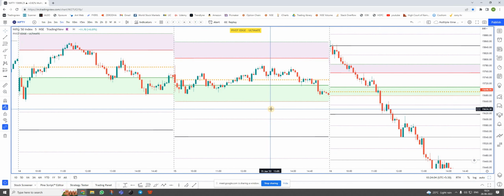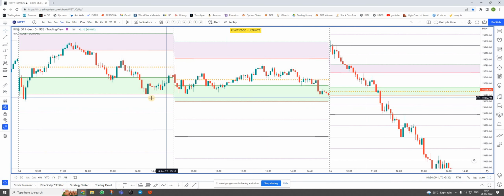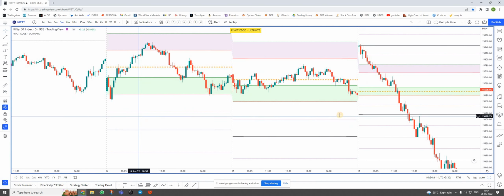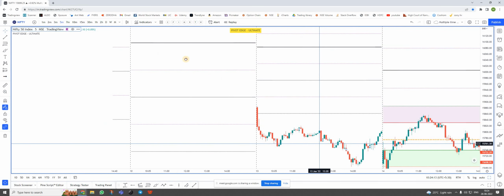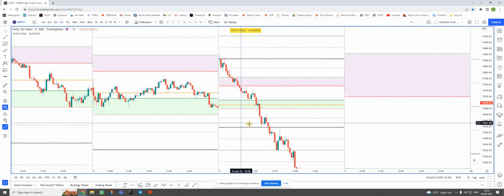People may try to book profits, some people may try to enter the trade, and some people may try to exit the trade. So it becomes important for us to keep watching this level. That is plotted here in orange color dots.